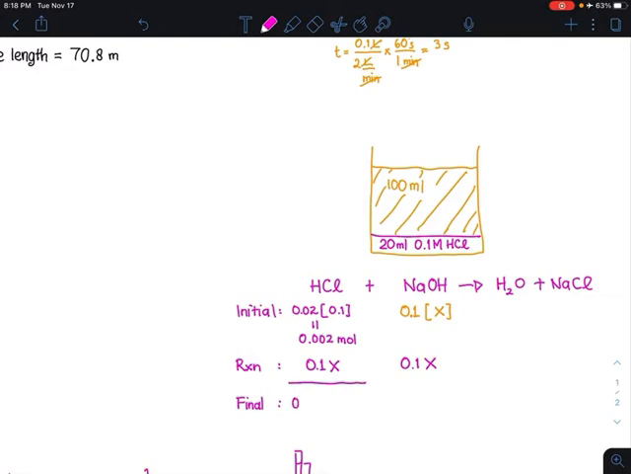the number of moles of hydrochloric acid will be 0.002 minus 0.1 X, while the sodium hydroxide, okay, all will react, so in the end will be 0. So that is the number of moles of hydrochloric acid, okay, will be 0.002 minus 0.1 X.